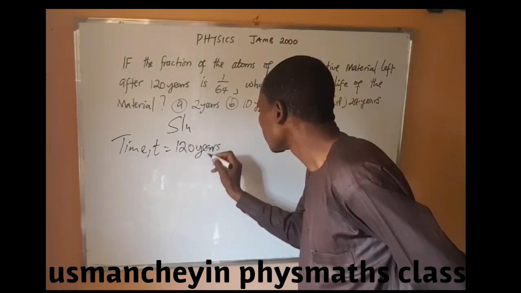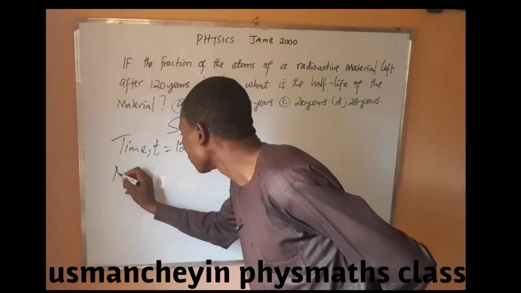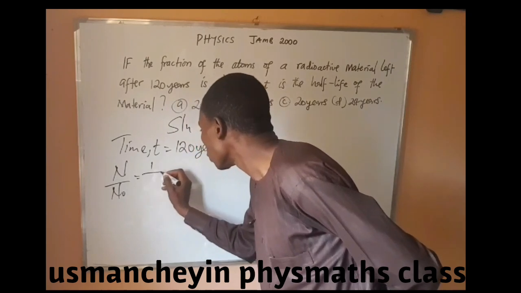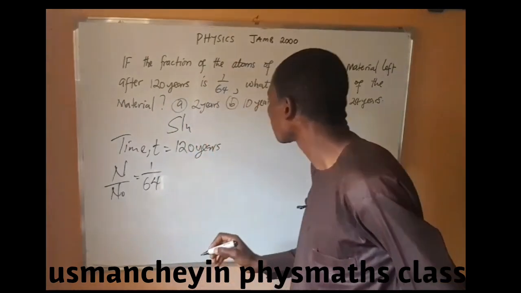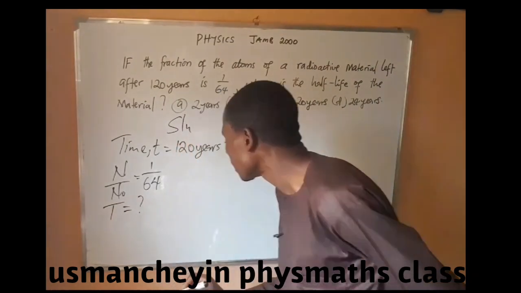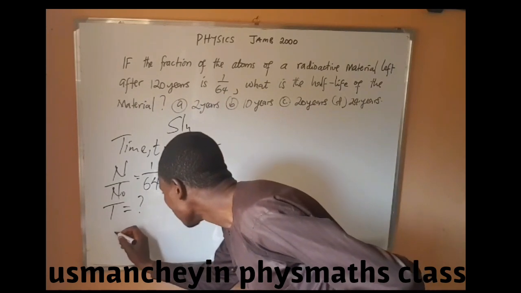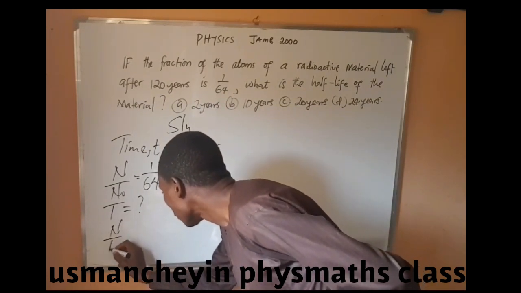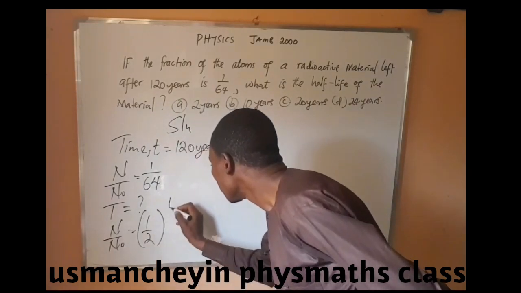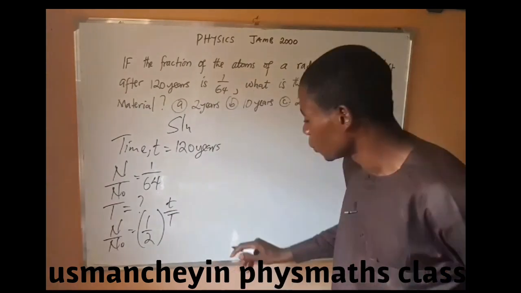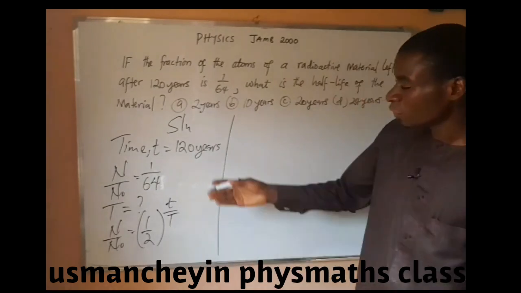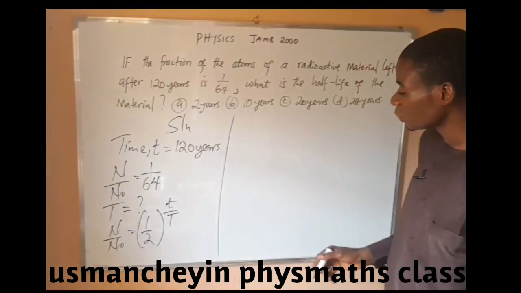120 years. The fraction, which is N over N naught, is equal to 1 over 64. And we are asked to look for the half-life, but the formula we use is N over N naught is equal to one half raised to the power of t over capital T, where the capital T is the half-life. Okay, so let us substitute the variables into the formula.